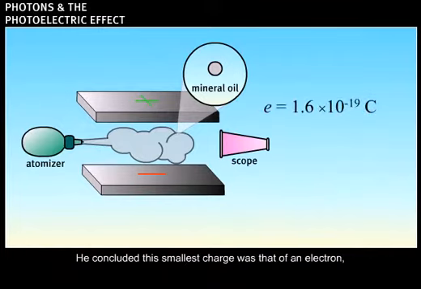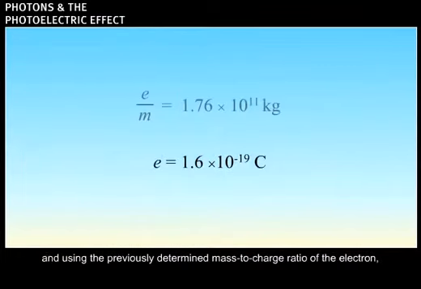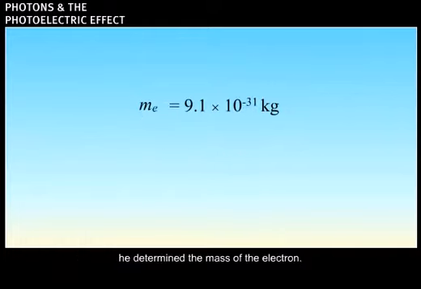He concluded this smallest charge was that of an electron, and using the previously determined charge-to-mass ratio of the electron, he determined the mass of the electron.